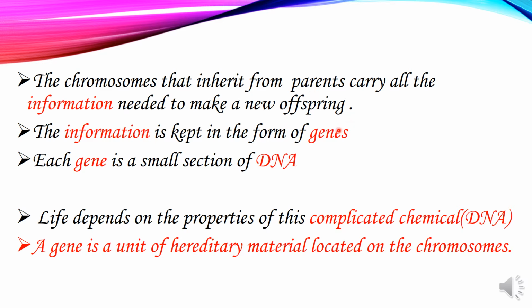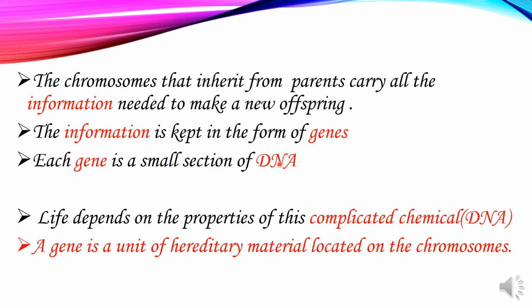It might be the color of the eye, the color of the hair, or the height of the organism, or the skin color of the organism, which is transferred from the parent to the offspring through thread-like structures called chromosomes. These chromosomes store the information in the form of genes. Each gene is a small section of DNA.